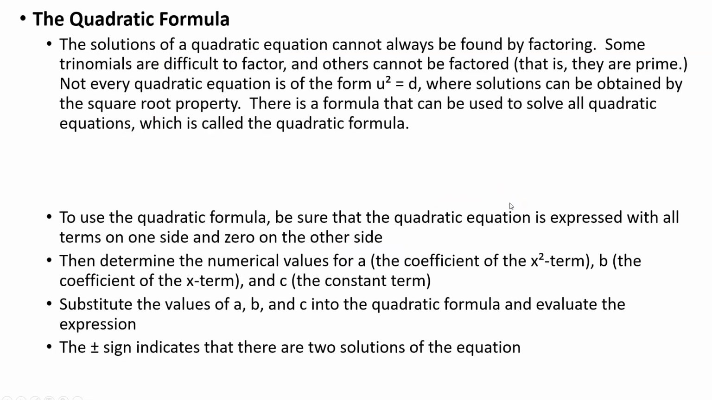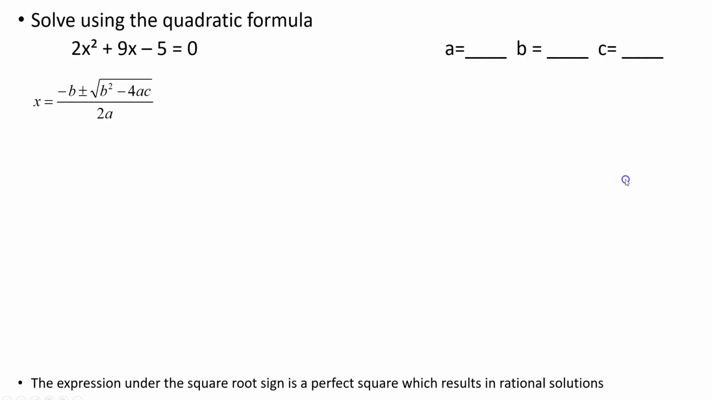Now let's look at the quadratic formula. You may remember this from last year. It's a formula that we can plug our numbers into. So we have x equals negative b plus or minus the square root of b squared minus 4ac all over 2a. In our regular equation, we have ax squared plus bx plus c equals 0. That's where these a's, b's, and c's come from. Okay? Let's work one out.